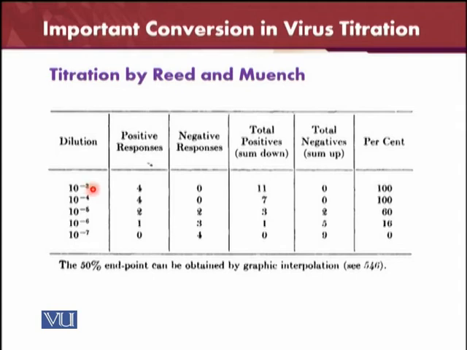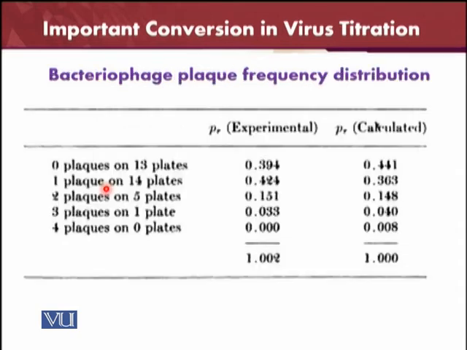Then the totals. In the Reed and Muench method, you will take the total positives and total negatives, summing up and summing down, to see how much the totals are. Then the percentage will be taken, and then the 50% endpoint will be calculated. In this way, there are different graphical calculations, which we will just see.